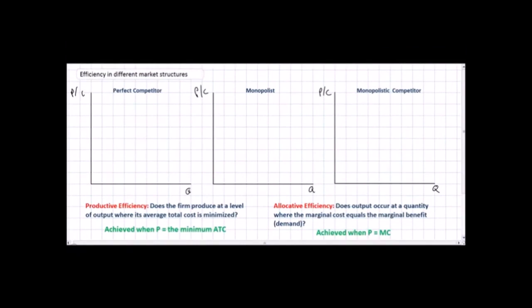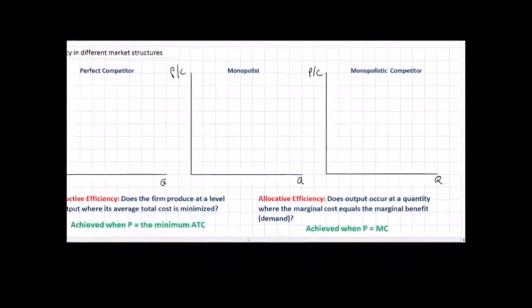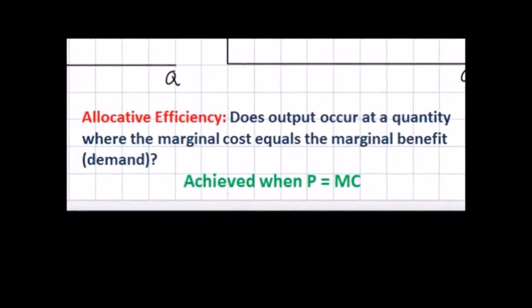The second type of efficiency is a slightly more abstract concept known as allocative efficiency. Allocative efficiency relates to the quantity of output in the industry and whether or not it is the socially optimal quantity. Now, from previous units, we learned that socially optimal quantity is achieved when the equilibrium output in a market occurs at the intersection of marginal cost and marginal benefit. Now, we don't generally draw a marginal benefit curve on an individual firm diagram. However, we always draw a demand curve.